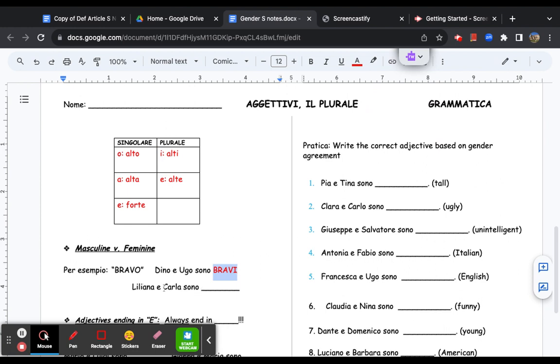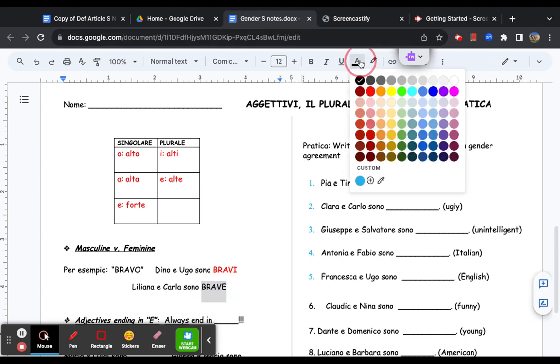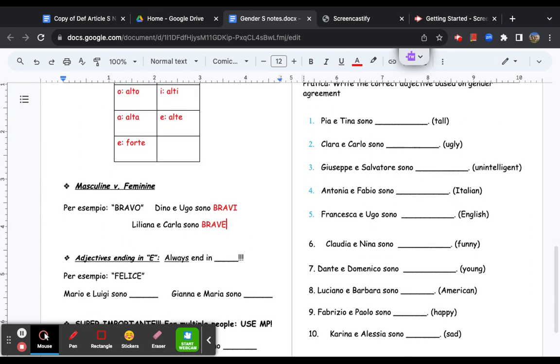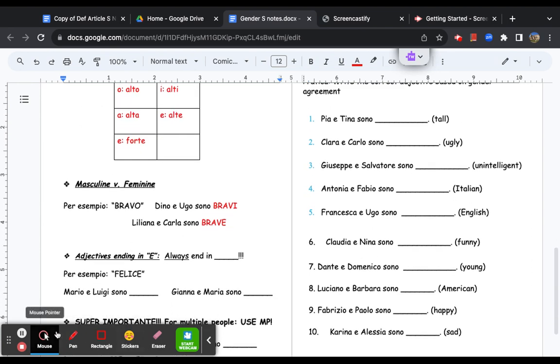Here, we're talking about Liliana e Carla, two female identifying people. We're assuming here. I know we shouldn't always assume. But we have brava. Now nel plurale, in the plural, is going to become brave. Okay? Now, we talked a little bit up top about adjectives that end in e.